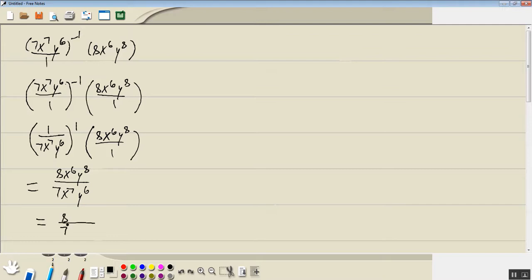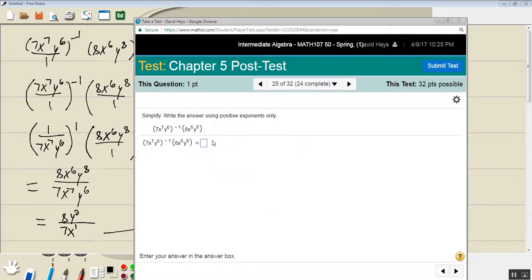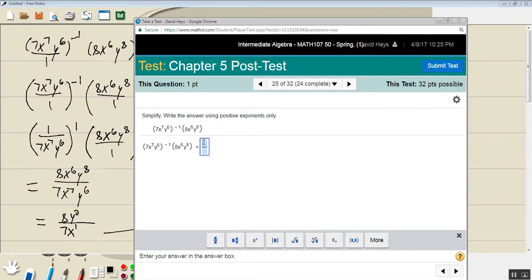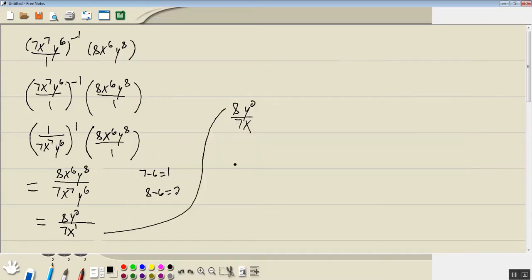Now 8 and 7 I can't do anything with, but here I got x to a power over x to a power. We're going to subtract the smaller exponent from the larger one. 7 minus 6 gives us 1. So we're going to have x to the first power where our larger exponent was, which is on the bottom. Now for our y's, we're going to have 8 minus 6, which is 2, which means we'll have y to the second power where our larger exponent was, which is on top. So that's going to give us 8y squared over 7x.